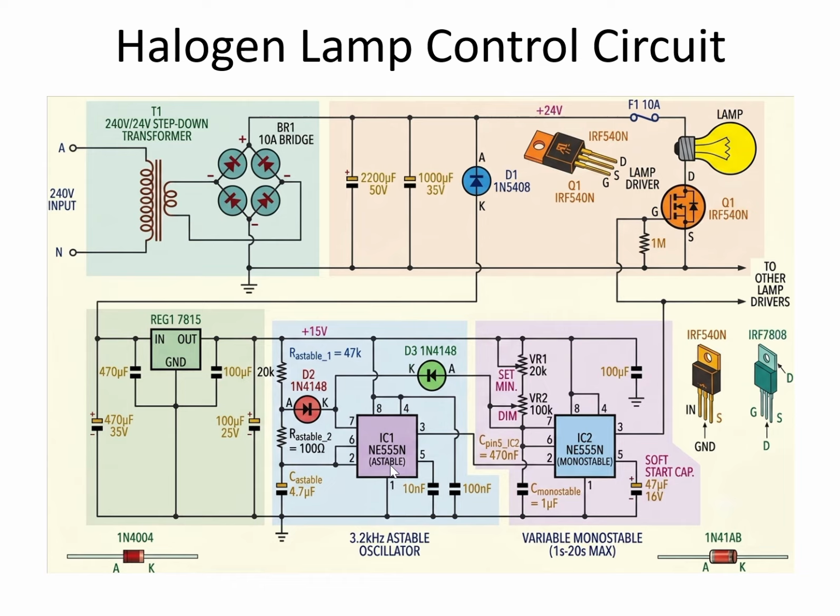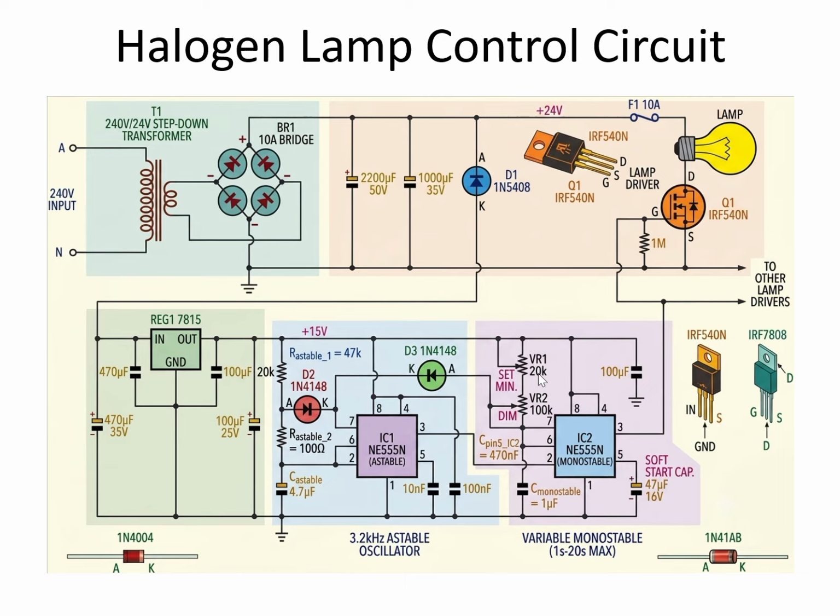The next one is the monostable multivibrator circuit. Here another 555 IC timer is used. This is VR1, the variable resistor 1, and variable resistor 2. IC2 operates as a monostable multivibrator. Each trigger pulse from IC1, the 555 IC, generates one output pulse. The pulse width is adjustable by adjusting VR1 and VR2.